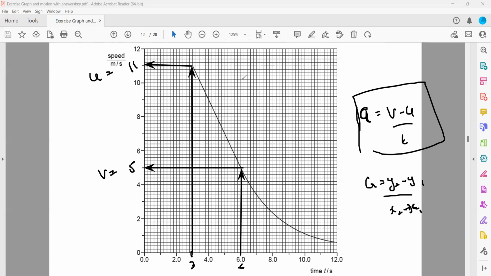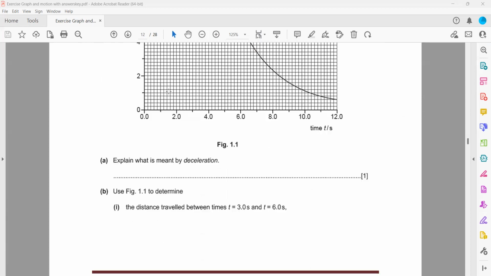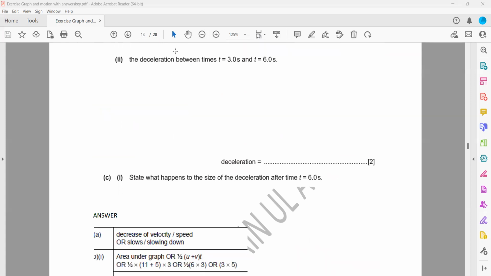So acceleration is the change in velocity, which is 5 minus 11, divided by the time interval. What is the time interval from 3 seconds to 6 seconds? So time is equal to 3. So 5 minus 11, which is minus 6, divided by 3. Minus 6 divided by 3, we get minus 2 meter per second squared. So we write the deceleration for this one as minus 2.